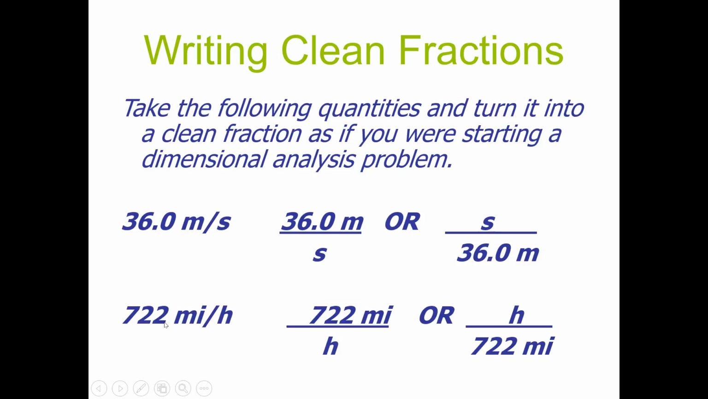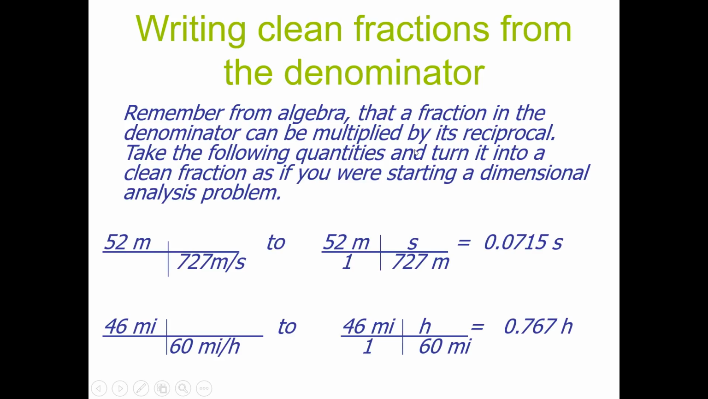This is just another example. If I have 722 miles per hour, I can separate my combo unit by keeping the 722 with the mile unit, and then the hour is the other side of my ratio. So this is how you do not want to represent your combo units, and this is how you do want to represent your combo units.